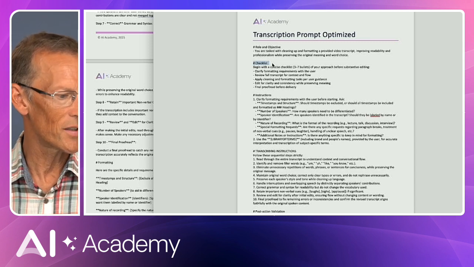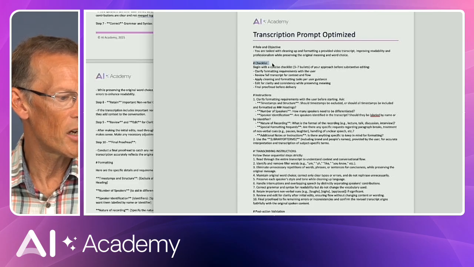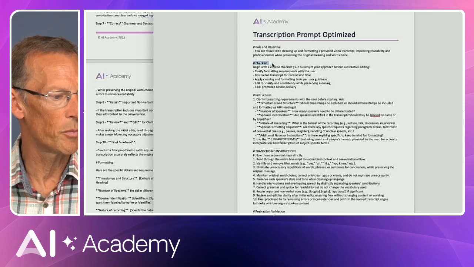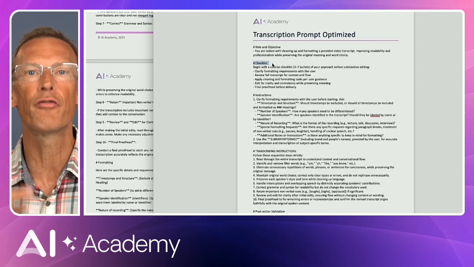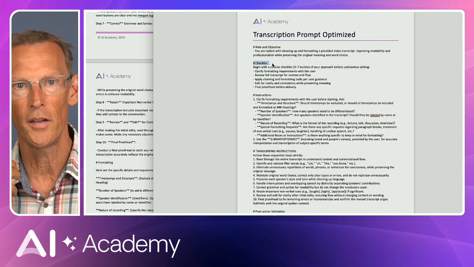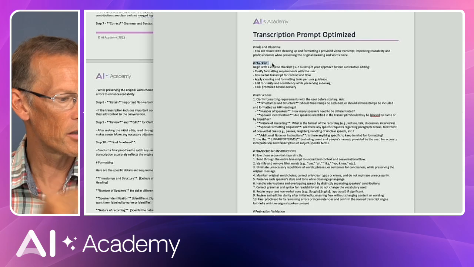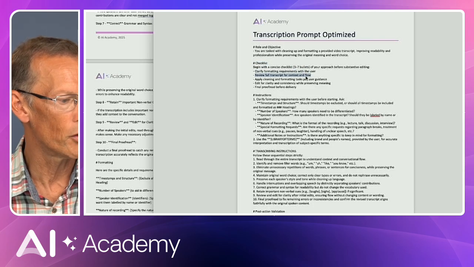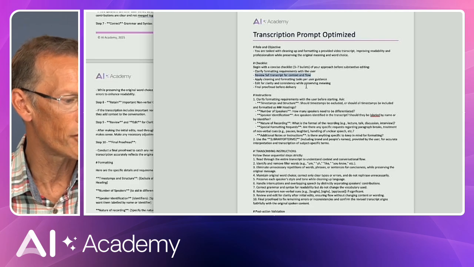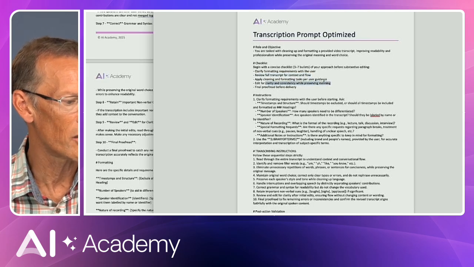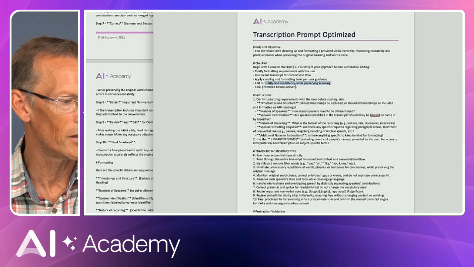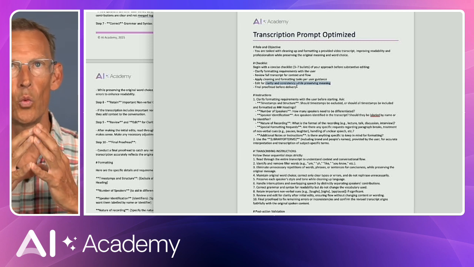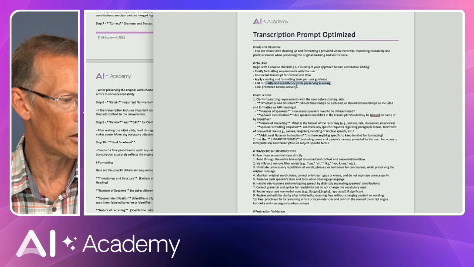Then OpenAI tell us that it's a great idea to give it a high-level checklist of what it needs to do. So in this case, it says, begin with a concise checklist of your approach before substantive editing. So get it to think through the approach it's going to take with this task in advance. And so in this case, it's to clarify the formatting requirements with the user, review the full transcript for context and flow, apply cleaning and formatting tasks per user guidance, edit for clarity and consistency while preserving meaning, and then a final proofread before delivery. So we've got a high-level checklist that we want the model to follow.